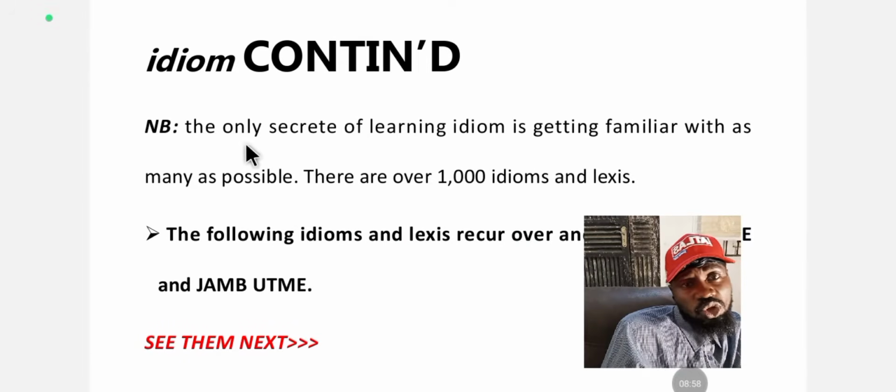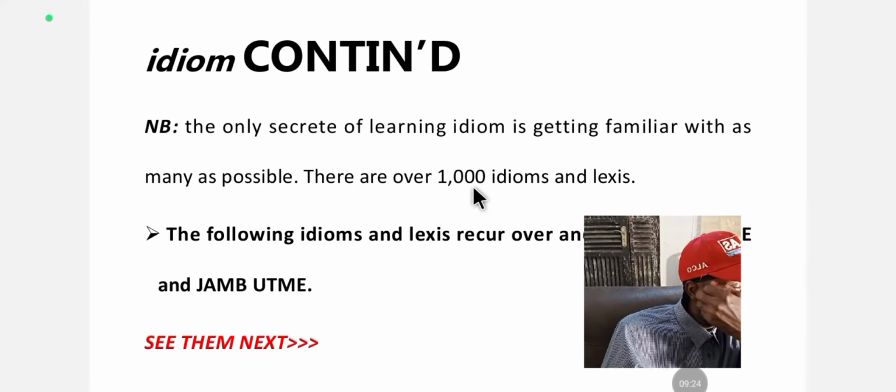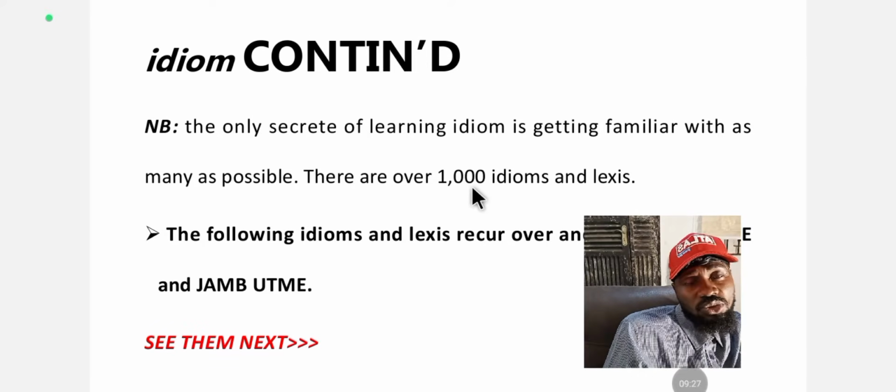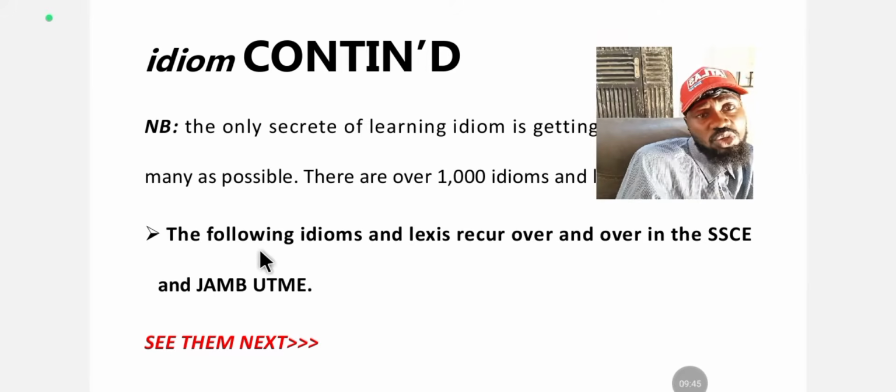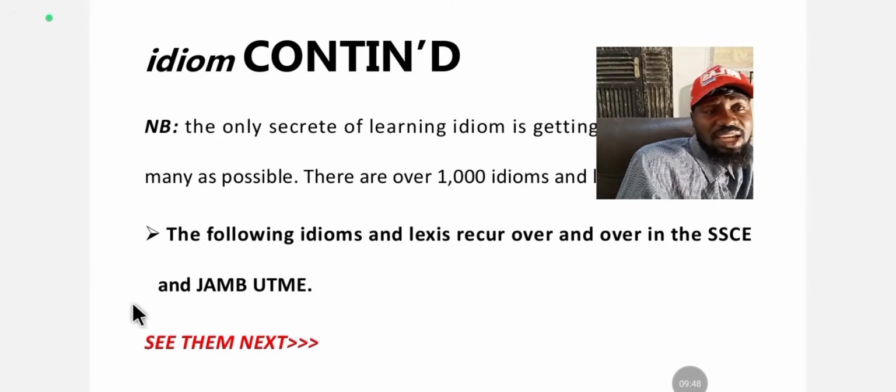I want you to note something very important. The only secret of learning idioms is getting familiar with as many as possible. There are over 1,000 idioms and lexemes, a lot of them. So do well to get familiar with them and understand them. Understand how to manipulate the answers when you see them in your JAMB UTME, even when you don't know how to identify them. The following idioms and lexemes reoccur over and over in the Senior Secondary School Certificate Exam, which is WAEC in most cases, and JAMB UTME.